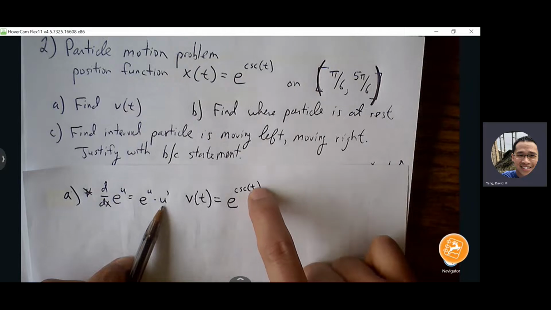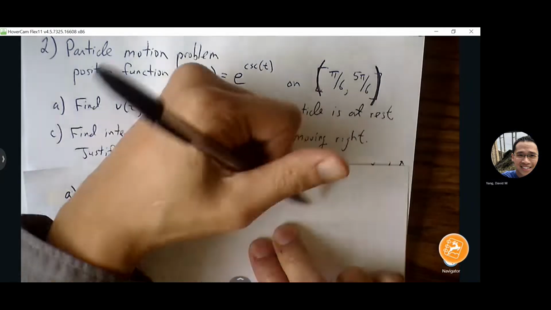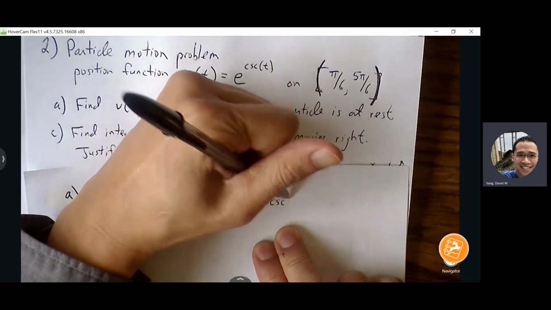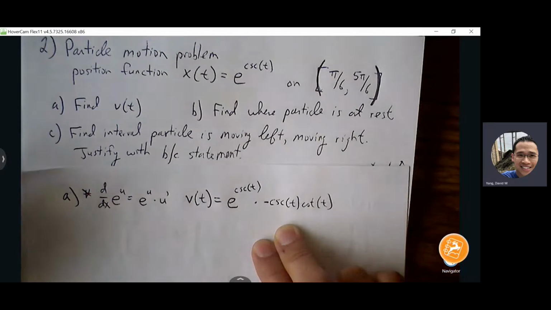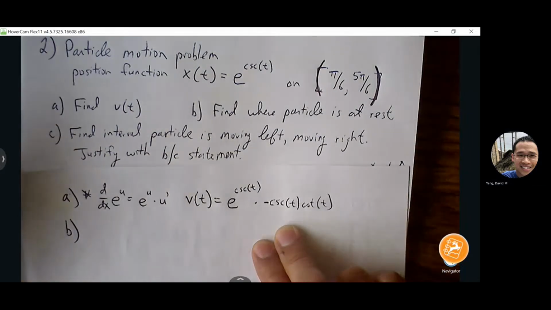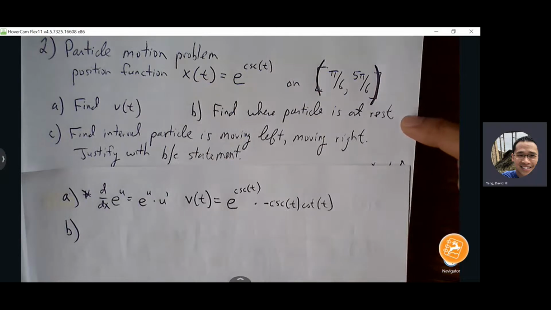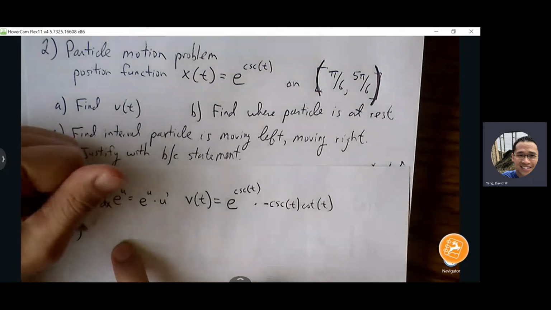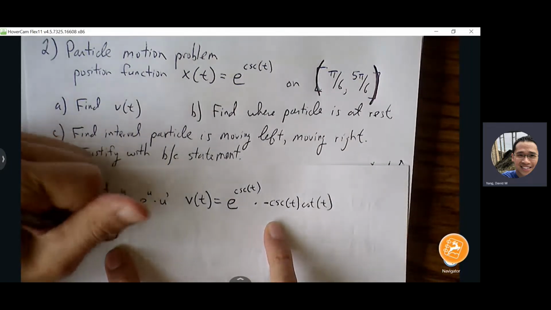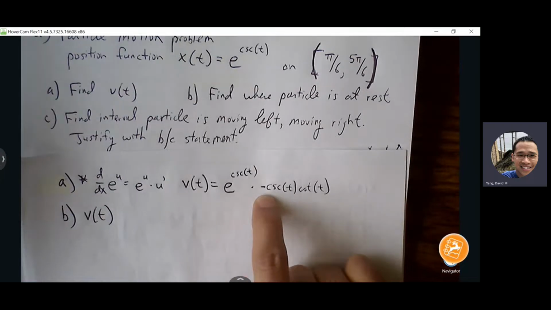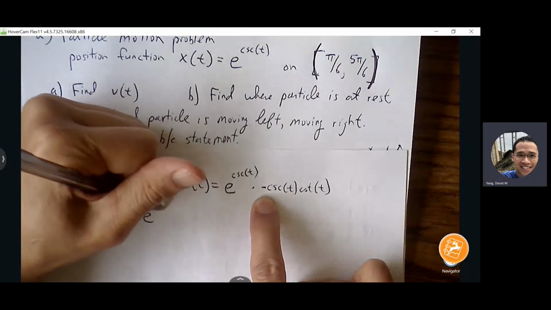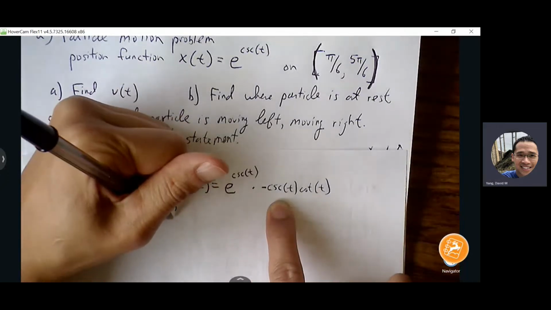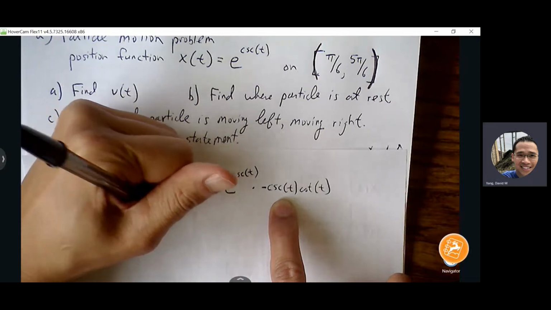Good. So u prime is the derivative of the exponent. Cosecant becomes negative cosecant cotangent. So that's part A. Part B, find where the particle is at rest. How do you do that? Set velocity equal to 0. I'm going to clean this up a little bit. I'm going to pull this negative in front just so we don't lose track of it, but you don't have to. I just find it a little cleaner with the positive and negative coefficient in front.